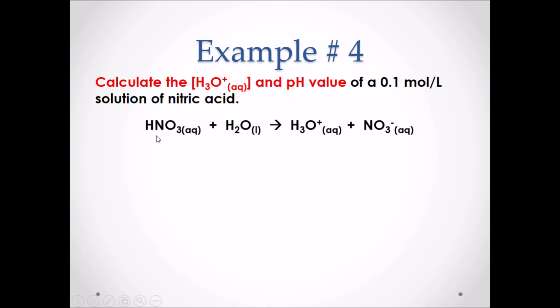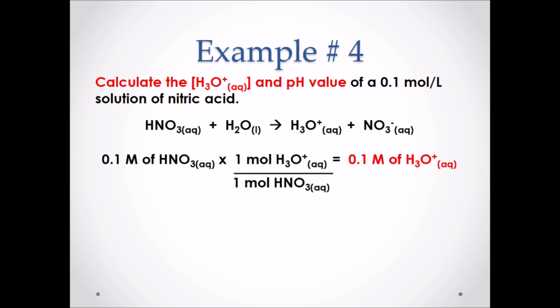We can first start with a modified Arrhenius chemical equation. Nitric acid is going to react with water to produce H3O+ and NO3-. Using this chemical equation, we can perform a stoichiometry calculation to find the concentration of H3O+. To find the pH value, we have to take the negative log of the concentration of H3O+.